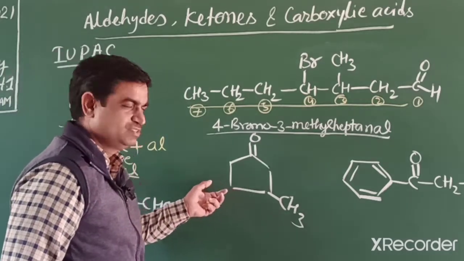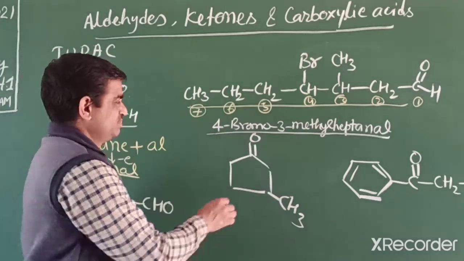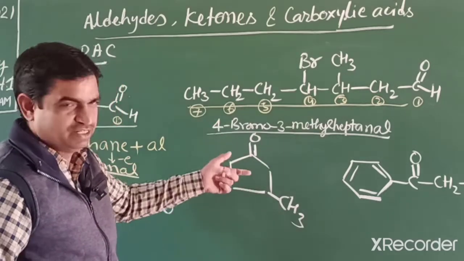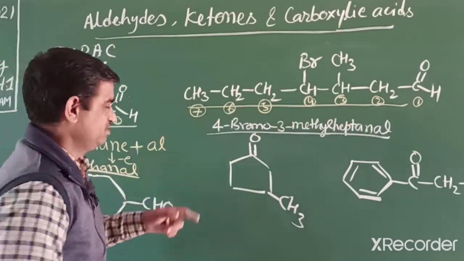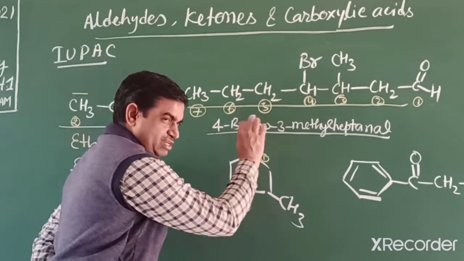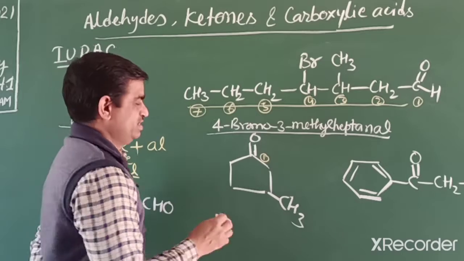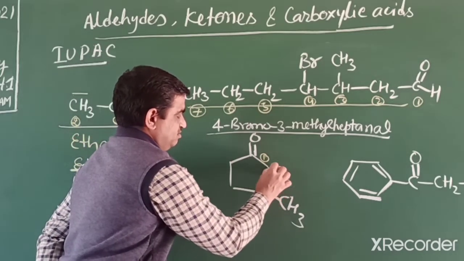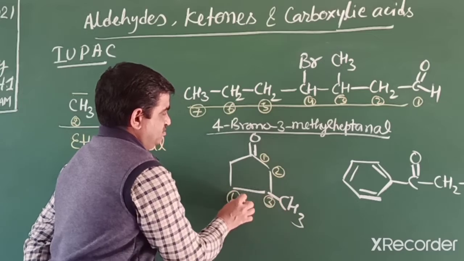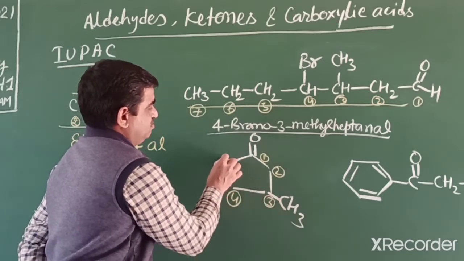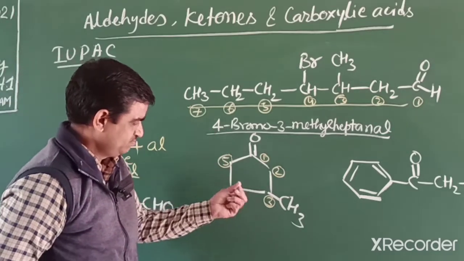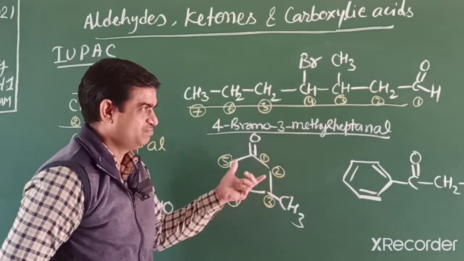Next one is a cyclic compound, a cyclic ketone. In a cyclic compound, numbering starts from the main group. So carbon 1 is the ketone carbon of this ring, then we can move either clockwise or anti-clockwise: 1, then 2, 3, 4, 5, total 5 carbons. So this is the main compound.